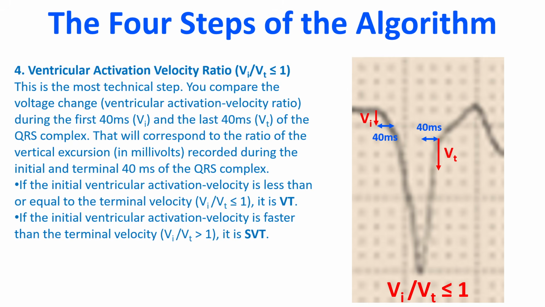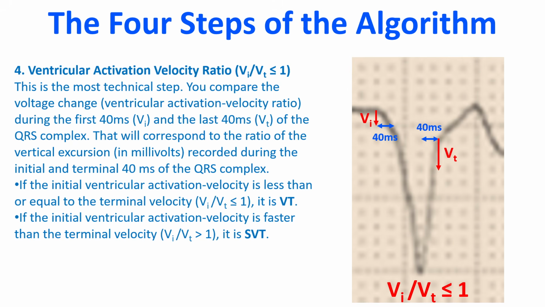You compare the voltage change, the ventricular activation velocity ratio, during the first 40 milliseconds, that is Vi, and the last 40 milliseconds, that is Vt or terminal, of the QRS complex. That will correspond to the ratio of the vertical excursion in millivolts recorded during the initial and terminal 40 milliseconds of the QRS complex. If the initial ventricular activation velocity is less than or equal to the terminal velocity, Vi/Vt less than or equal to 1, it is VT.